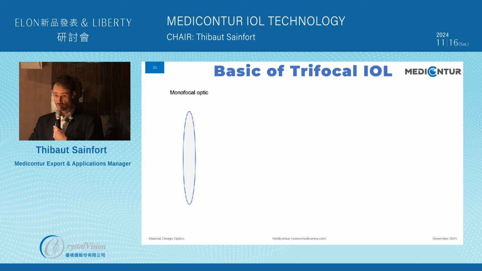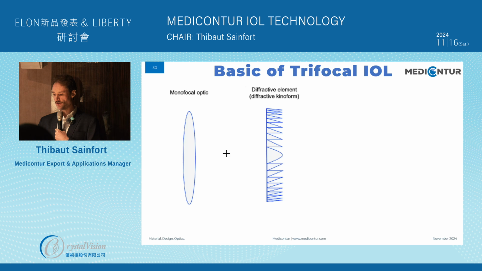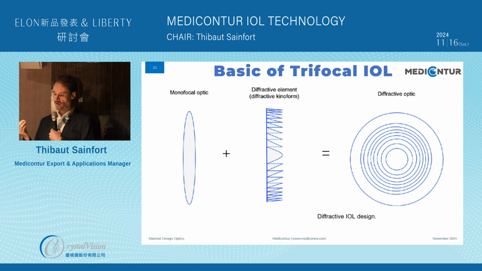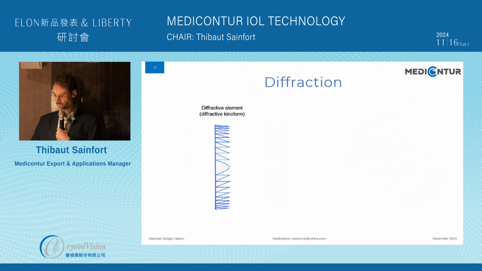So the basics of trifocality: at first, you take a monofocal base of an IOL, and then you add one diffractive element. This diffractive element will act like a convex lens, like an addition. By doing so, you obtain a bifocal diffractive lens, because you add one diffractive element for near vision on a monofocal far vision lens.